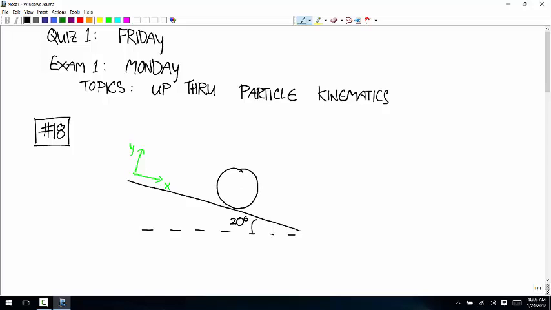So this object's rolling down. It has a radius of 0.05 meters. The angular velocity is, it says it's rolling down, right? So that means that that 20 radians per second is just magnitude. It has to be going this way. And it's speeding up with an angular acceleration, again, it's speeding up, so we know it has to be this way with a magnitude of 15 radians per second squared.